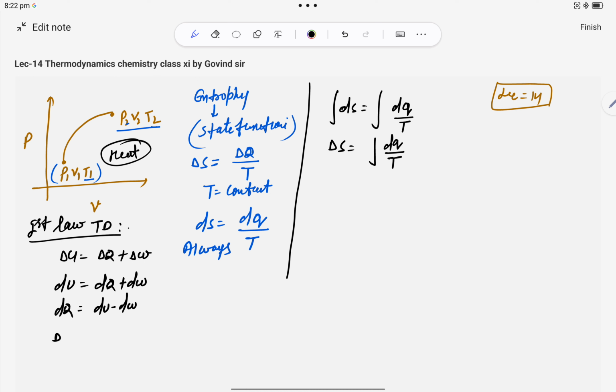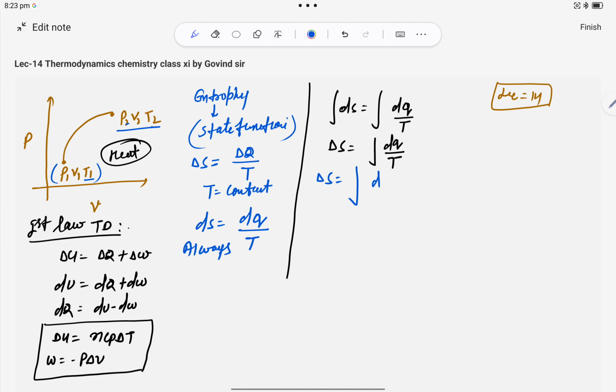And one more formula we know, that delta U is equal to n Cv delta T, and W is equal to minus P delta V. These things we know from the previous condition. These will help. So in that case, in place of dQ, what can we use? Delta S is equal to integration of (dU minus dW) upon T. Then delta S is equal to integration of dU upon T minus integration of dW upon T. Delta S is equal to, dV is what?